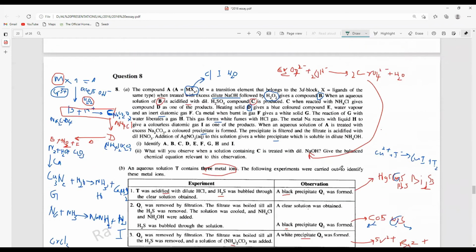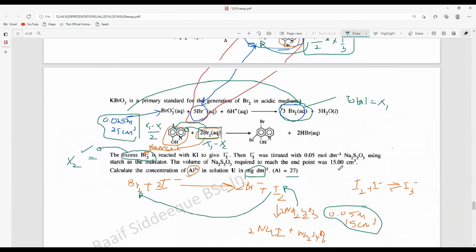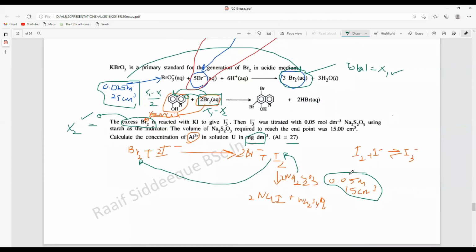So this ends our question number 8. I hope you understood this. So you can calculate the moles here. It will be 0.02525 into 10 to the power minus 3 times 3, because the Br2 stoichiometry is 1:3. So you know x1 here. And here you calculate the total sodium thiosulfate moles, 0.05 times 15 into 10 to the power minus 3. Then I2 is half of that, and it will be the same as Br2. So you know x2 then.